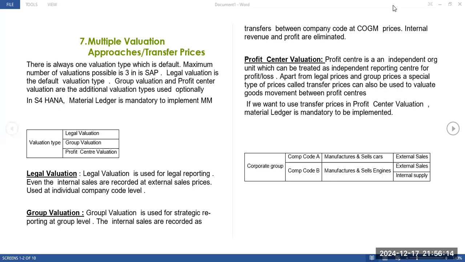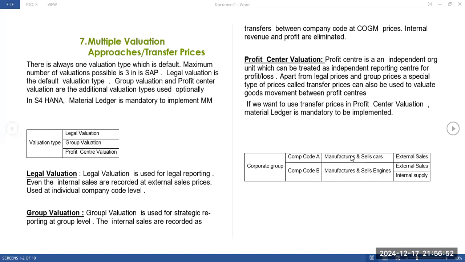And then we have profit center valuation, which is an independent unit. As I mentioned earlier, the spare parts, the car sales, and car detailing are three separate businesses which can be treated as independent reporting centers for profit and loss. Apart from legal prices and group prices, a special type of prices called transfer prices can be used to evaluate goods movement between profit centers. If you want to use transfer prices in profit center valuation, material ledger is mandatory to be implemented.